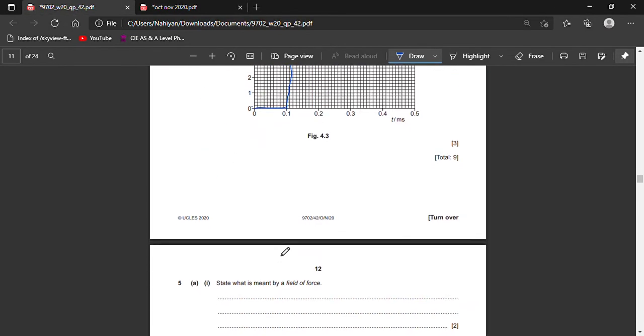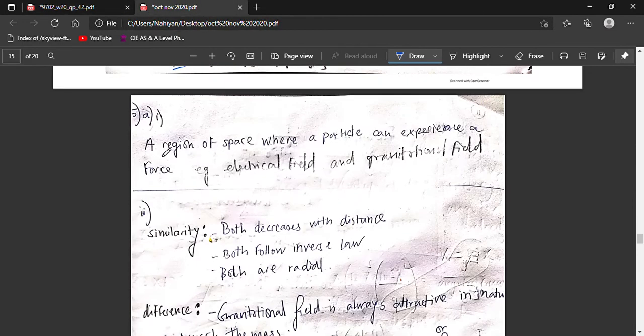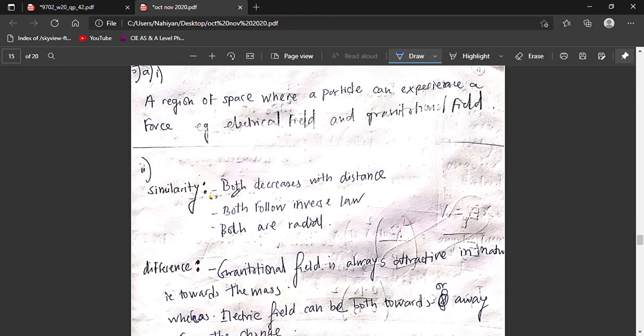So let's continue. Question 5: what is meant by a field of force? It's not talking about any specific force like electric or gravity, it's just talking about a field of force. So what is that? It's a region of space where a particle can experience a force. It's pretty simple.